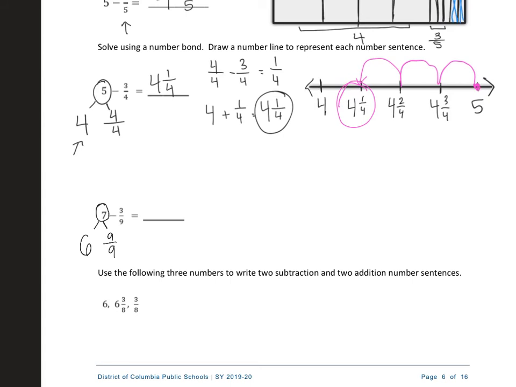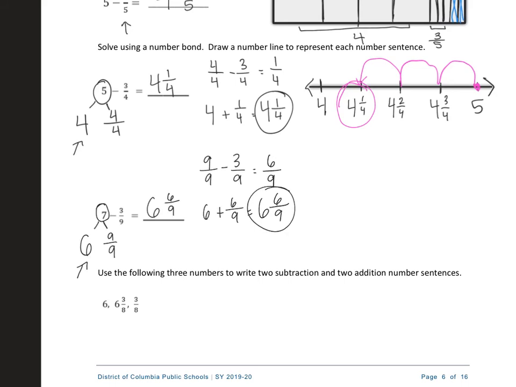So I have 9/9 minus 3/9, and that's going to give me 6/9, okay? Now I have the 6/9, but I still need to add this whole number that I have over here. So I'm going to say 6 plus 6/9 is going to give me 6 and 6/9. Okay?